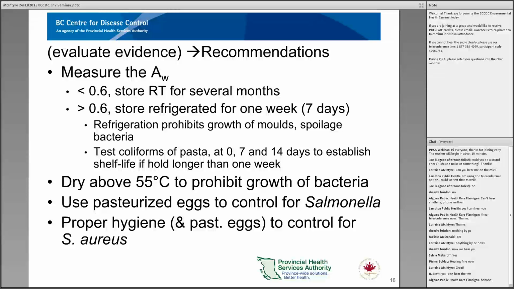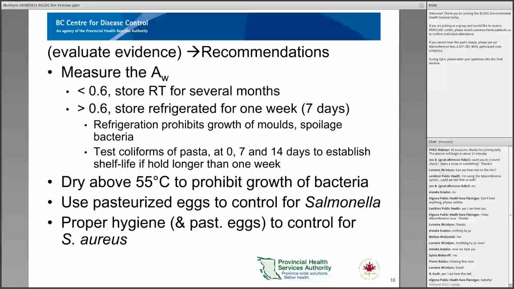And we did recommend that the operator tests their pasta at zero, after they make the pasta, and then 1 week later and 2 weeks later, to establish if there was an increase in aerobic colony counts as well as coliforms. We also recommended that instead of drying on the table at room temperature, that they put it in a low heat oven, that they use pasteurized eggs to control for salmonella, and as with most of our recommendations, that they have proper hygiene in place to control for Staph aureus.